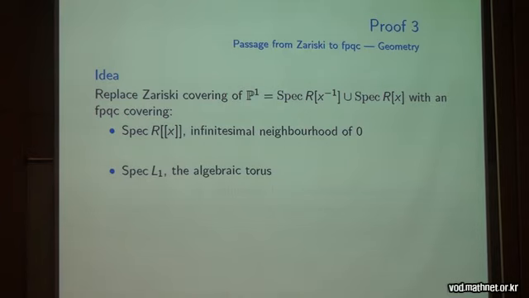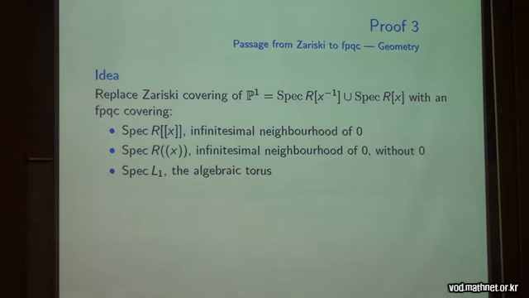Okay, and these two, of course, intersect, namely in the spectrum of the Novikov ring, which is precisely an infinitesimal neighborhood of the point 0 without the point 0. So this is one of these things where you can talk about a neighborhood of something that isn't even there. That's precisely the spectrum.